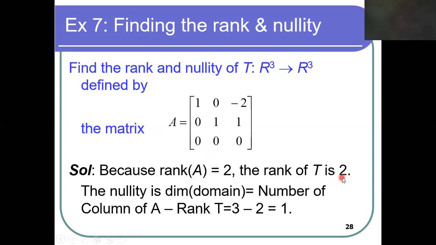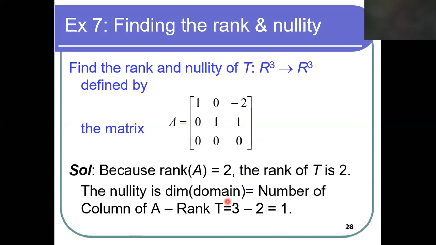The rank of T is also 2. The nullity is the dimension of the domain, equal to the number of columns, because it is an m cross n matrix. You have to calculate the rank and nullity.